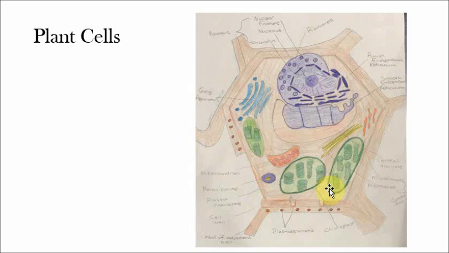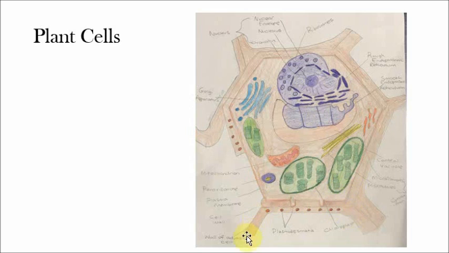So, obviously, one of the most significant is the chloroplast. Hopefully, you've heard of a chloroplast before, but a chloroplast is where photosynthesis happens. It's green. It's what makes leaves and other plant cells green. So chloroplasts are incredibly important for plants.